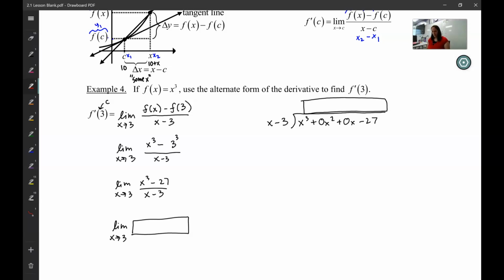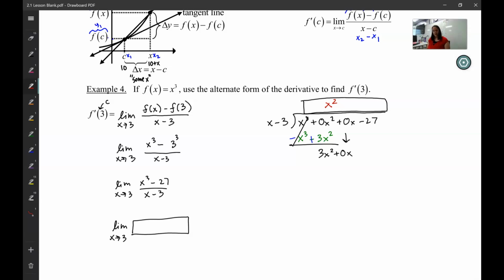X times what is x cubed? Well, that's x squared. Now I'm going to distribute my x squared back in. So x squared times x is x cubed. X squared times negative 3 is negative 3x squared. Go through and change the signs on everything. So those cancel, and I get 3x squared. Bring down my next one, and do it all over again.